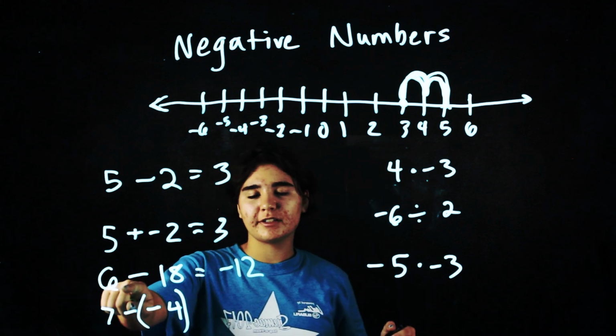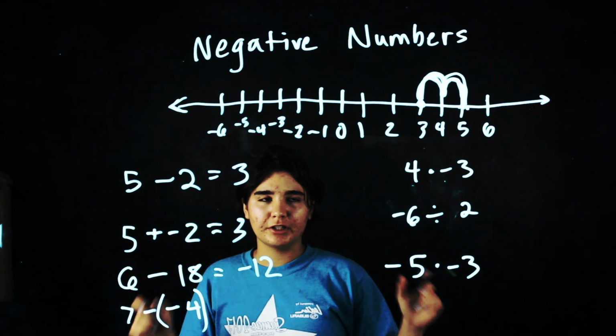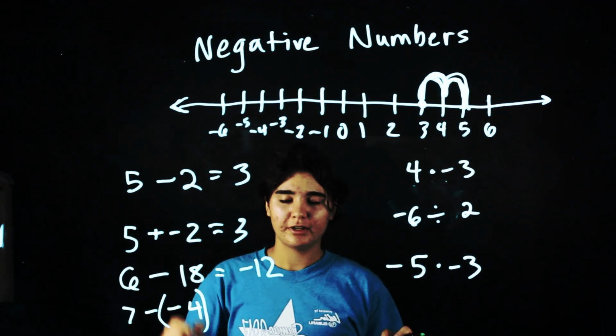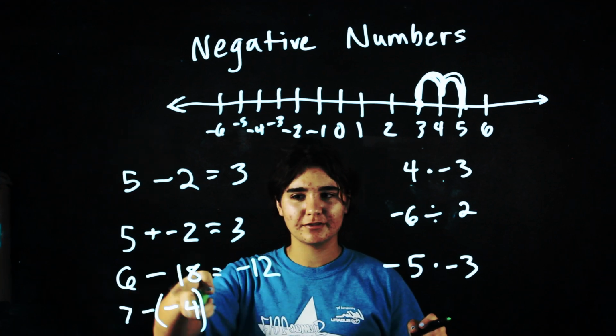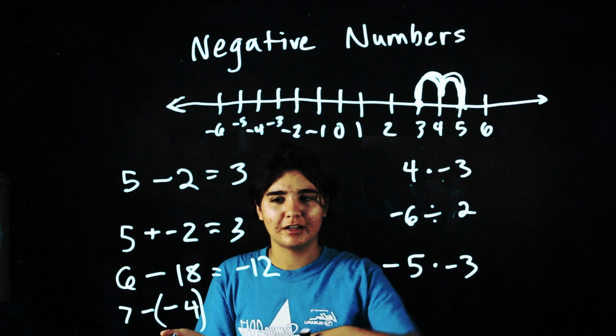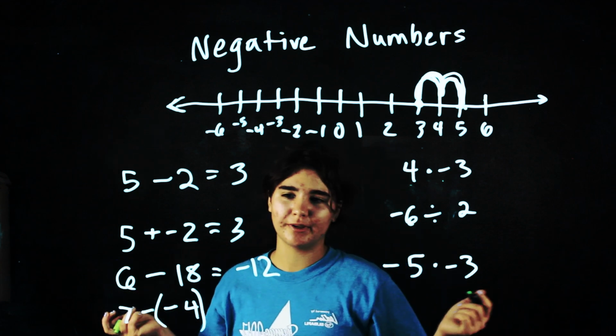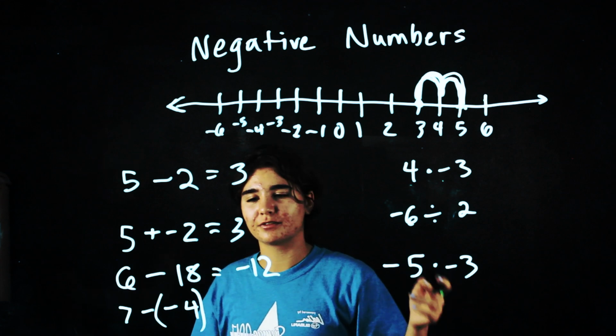And if you can't do this easily in your head, like you can't really see the number line very well, a really easy trick is to flip the signs. So this is like 18 minus 6, which we know is 12, and then just flip the sign because we know it's going to be negative anyways. So basically flip the sign twice.